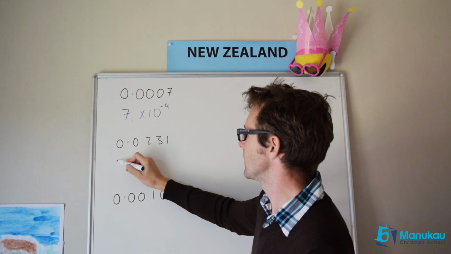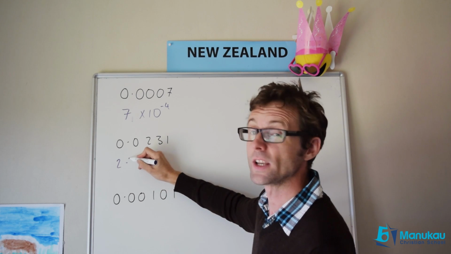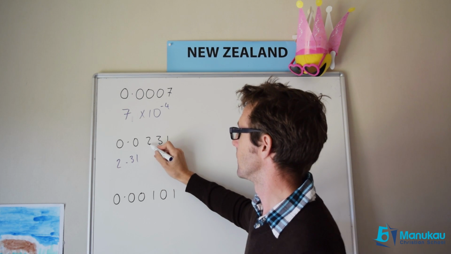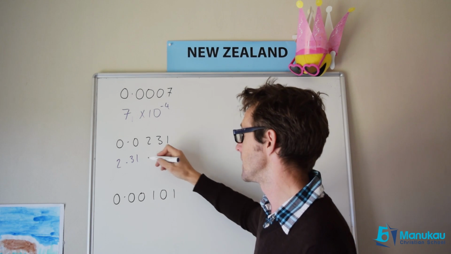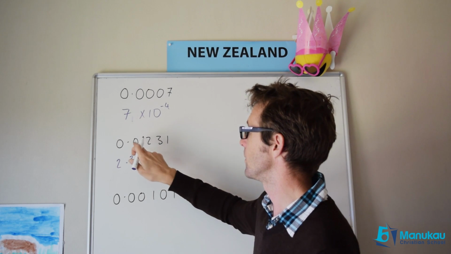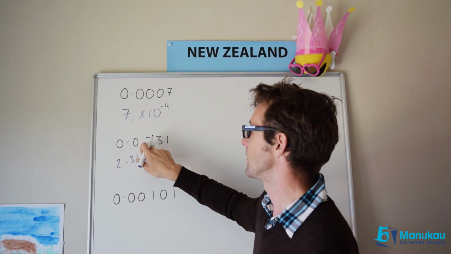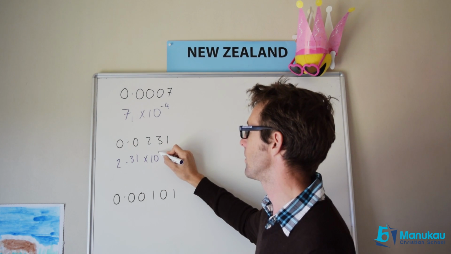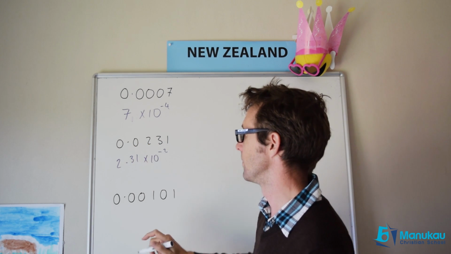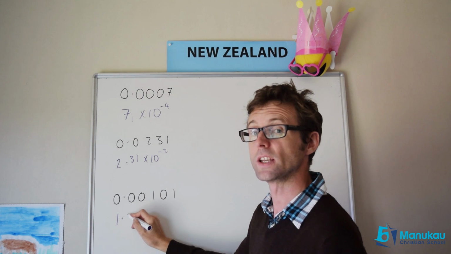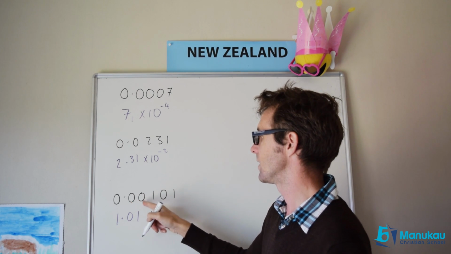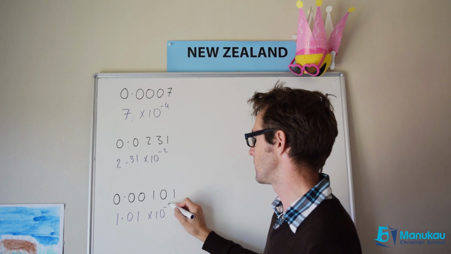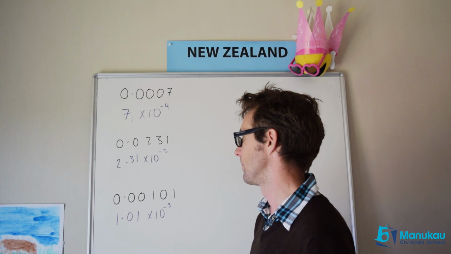This one here will be 2.31, so the first digit goes into the units, everything else after the decimal point, times 10 to the power of, and we count tenths, hundredths. It's in the hundredths place, so it's 10 to the power of negative 2. Final one, 1.01 times 10 to the power of, tenths, hundredths, thousandths place, so to the minus 3, and we are done.